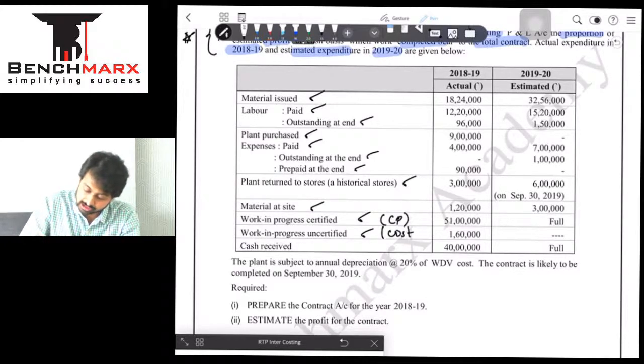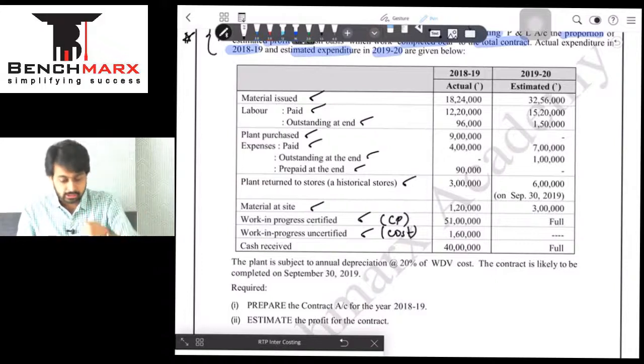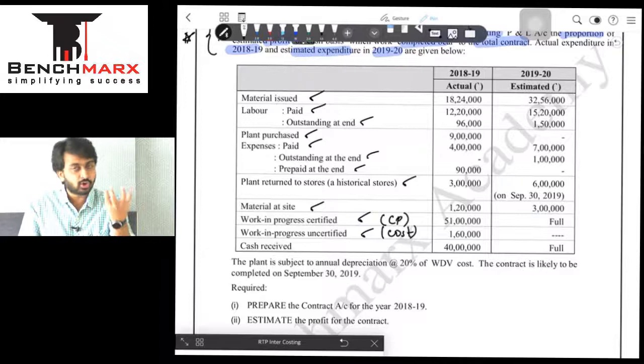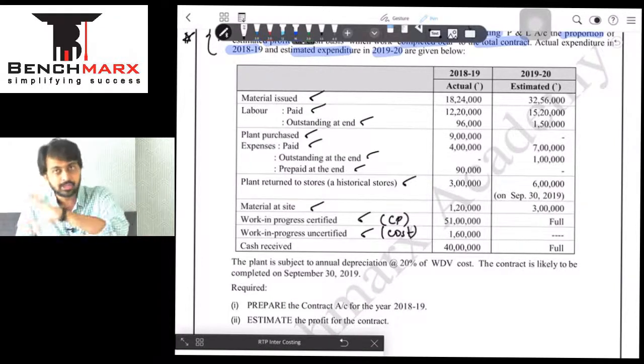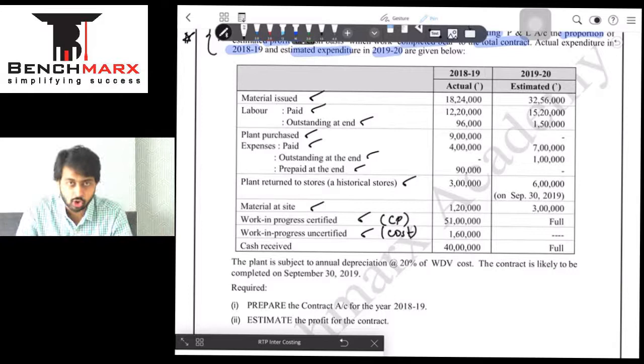ठीक है. Cash received. Frankly, contract account के अंदर cash receive का relevance नहीं है. कैश रिसीव का एंट्री क्या है? Cash account debit because cash is coming in. But since this is more like an advance, we don't write contract account, we will write the contractee account. This makes the contractee my creditor because this is advance money coming from him. Cash account debit to contractee is not coming anywhere in the contract account.